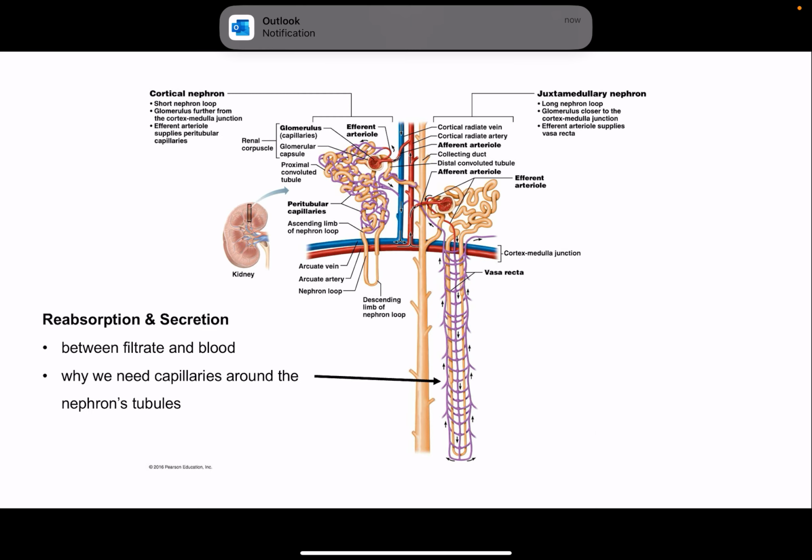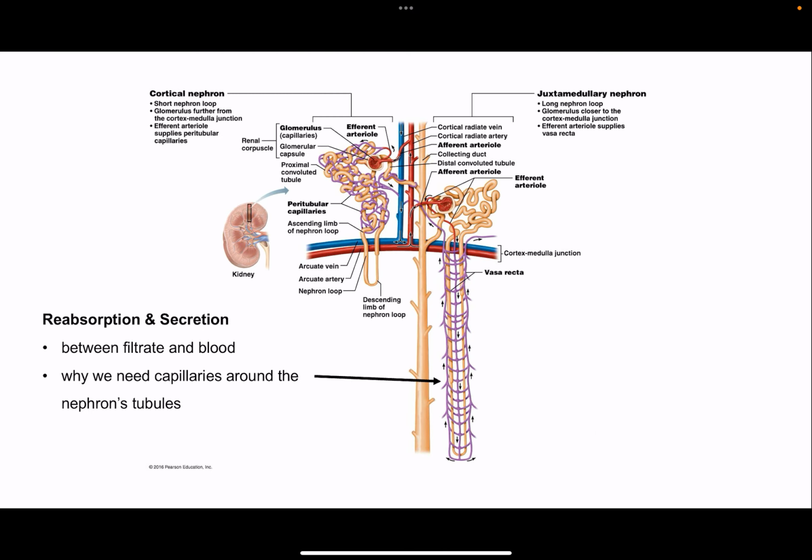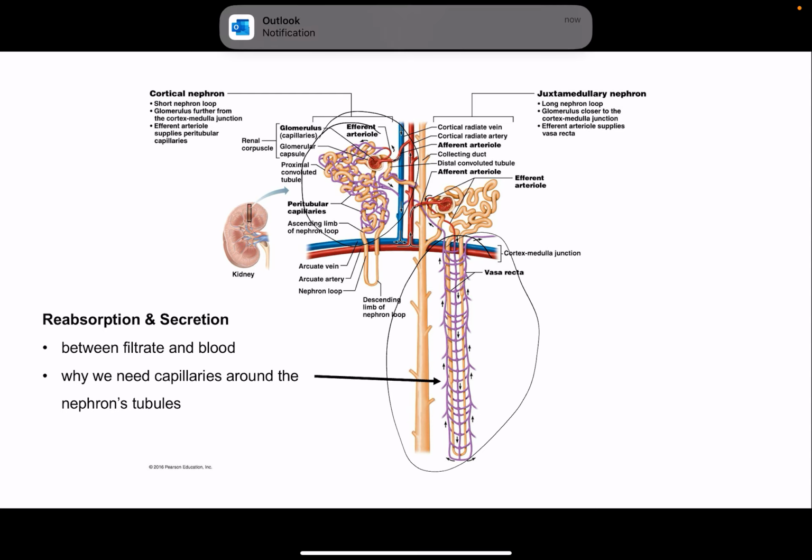So, which again is going to happen, if we're talking about solutes, it's going to mostly happen at those peritubular capillaries, at the cortical nephrons. If it's water, it's going to be mostly at the vasa recta with the juxtamedullary nephrons. But this is why we need those capillaries around the tubules so that we can put things back into the blood or take things out of the blood when we need it.